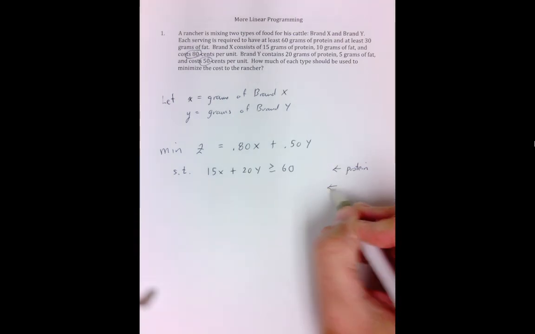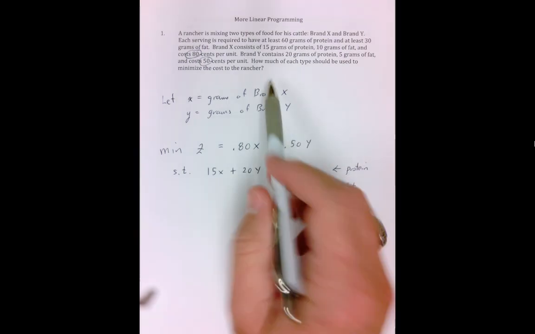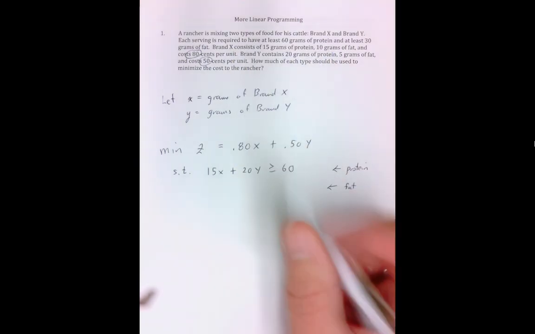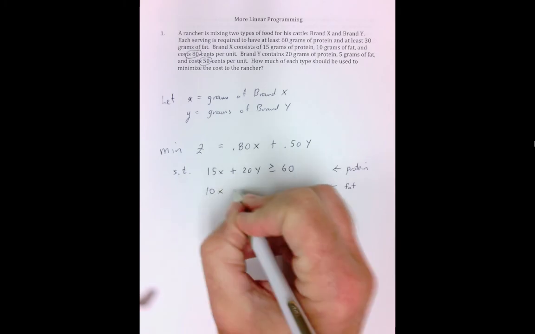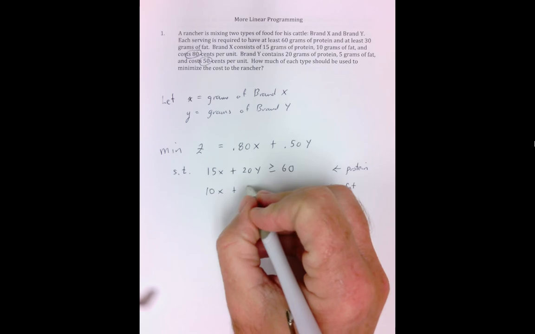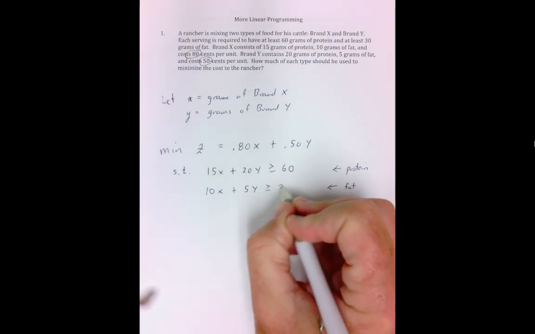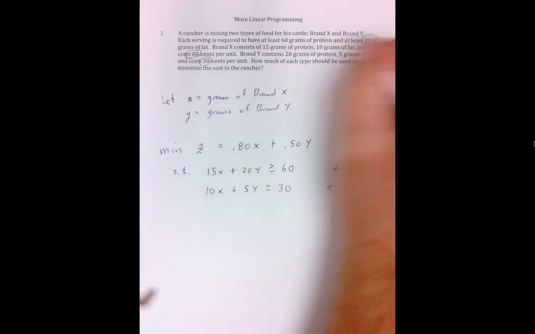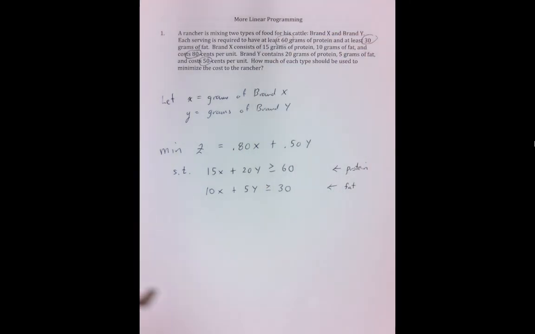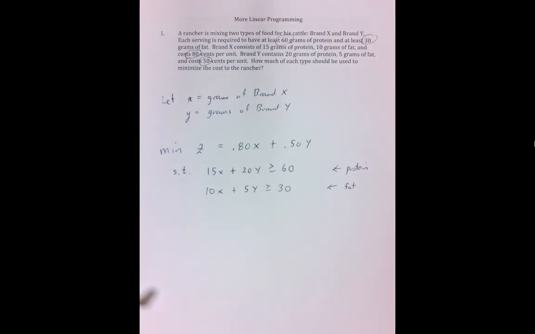The next thing I want to do is set up an inequality for fat, and I can see that I get 10 grams of fat from brand X, and I get 5 grams of fat from brand Y, and I need at least 30. So I've got the 60 and the 30, and I've got my 15 and my 10, and I've got my 20 and my 5 for brand Y.